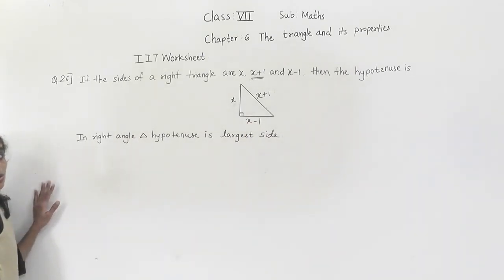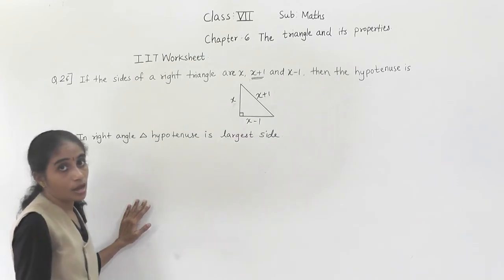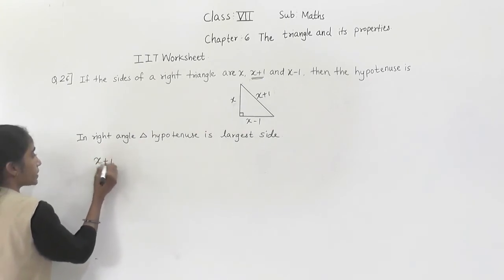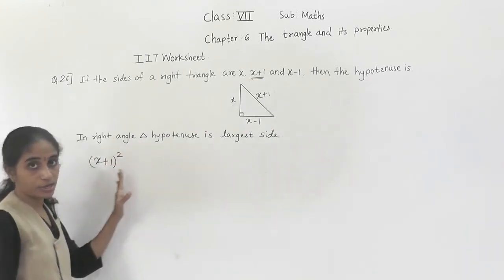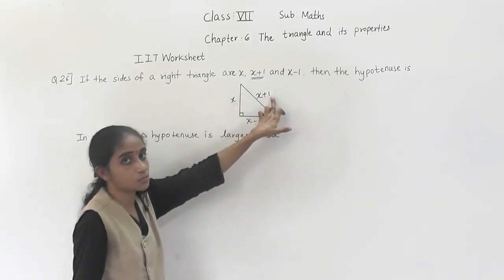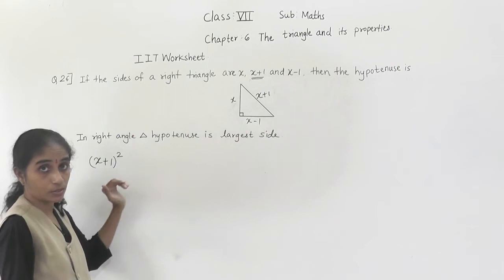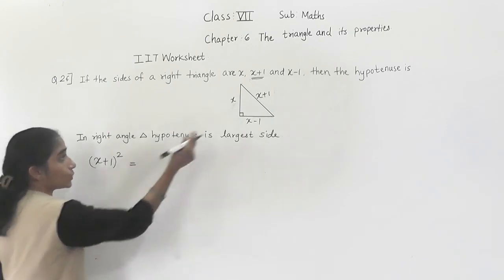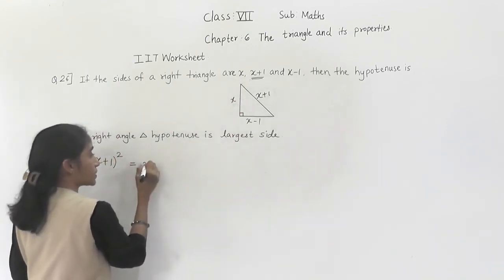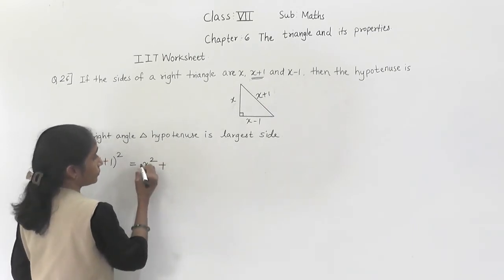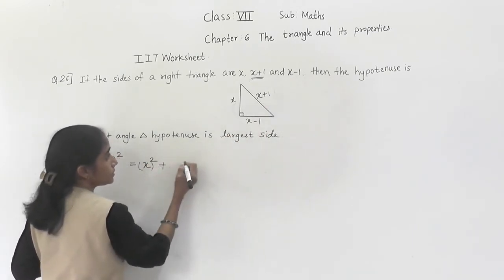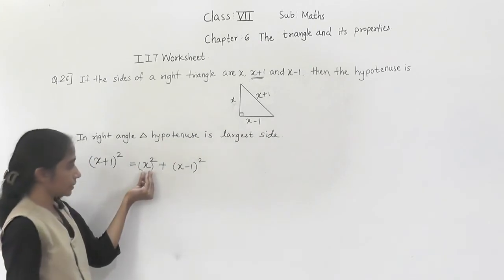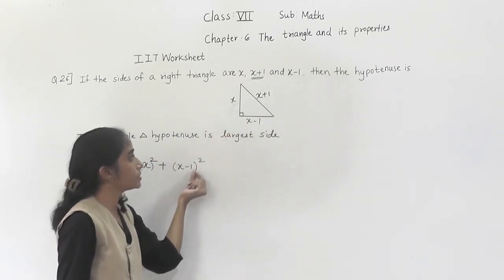Okay. So, using Pythagoras theorem, hypotenuse square is x plus 1 square. Hypotenuse, what is it? X plus 1. So x plus 1 bracket square. Don't write it directly. X plus 1 bracket square is equal to the side square. This is one of the legs, so x square, plus x minus 1 bracket square. See, this side square is x square, and this side square is x minus 1 square.